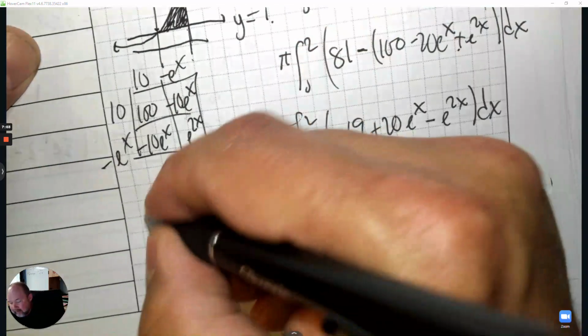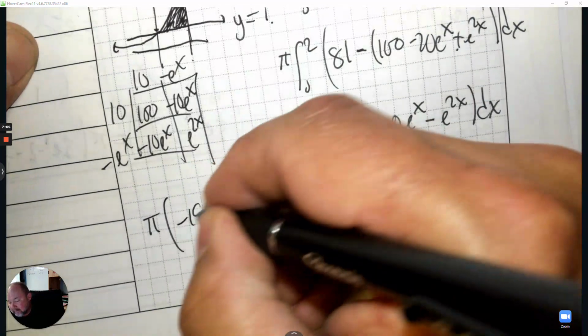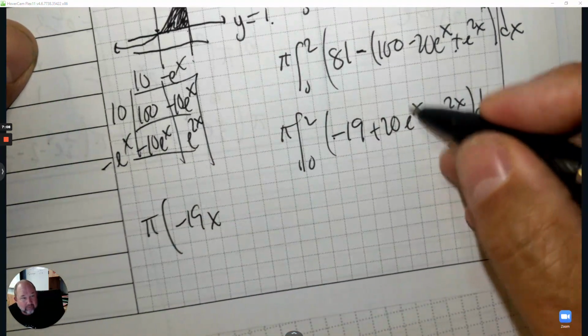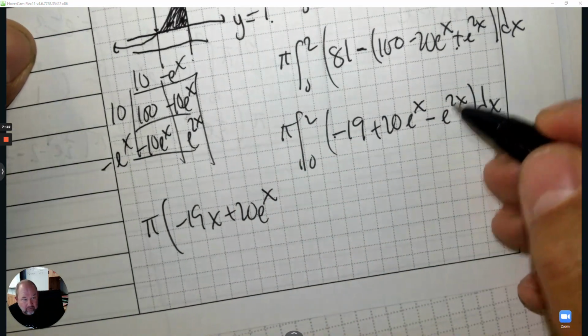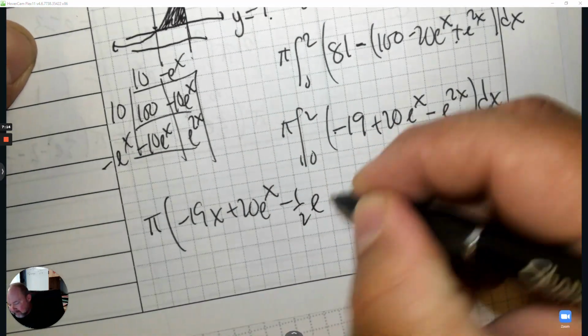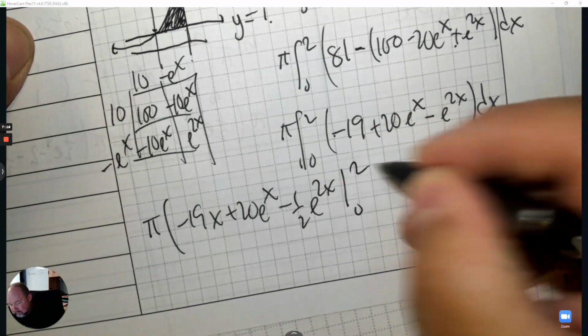So now we're going to keep pi outside. Negative 19 will be negative 19x. We have no hook there, so it's just 20e to the x. Here we do have a hook of 2, so we need a 1/2 e to the 2x. And that's going from 0 to 2.